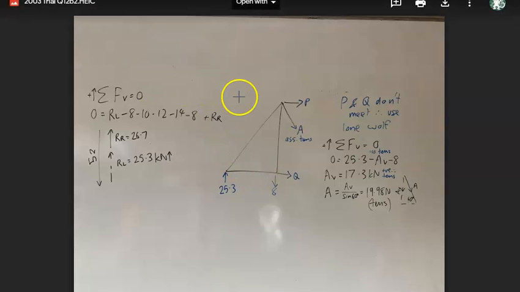I notice it's a different color because my reactions weren't even close to being equal, and that's something worth considering. If you have reactions where one is 26 and the other is 120, it doesn't mean it's wrong, but you really want to think, okay, let me check some of the forces again, just to make sure.